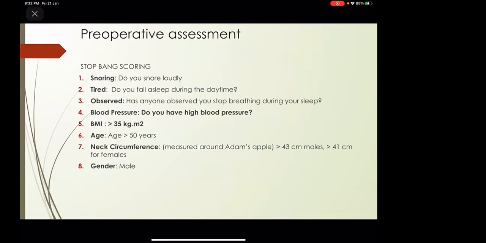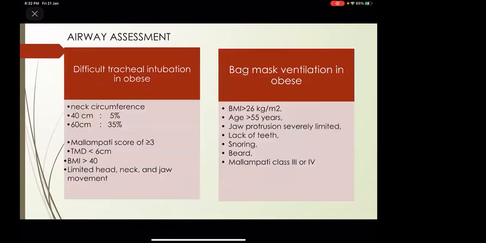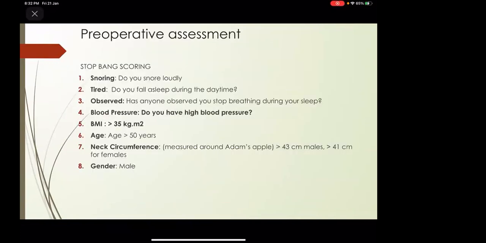Preoperatively, this is the STOP-BANG score, which correlates with obstructive sleep apnea. So I'll ask the patient if he snores loudly, if he falls asleep during the daytime, if anybody has observed him stop breathing during sleep, if he has high blood pressure, BMI more than 35, age more than 50 years, if the neck circumference is high, and if he's a male patient. So my patient is a male, more than 50 years, morbidly obese and hypertensive. So already 4 out of 8 are positive. If it's more than 6, then it highly correlates with moderate to severe OSA.